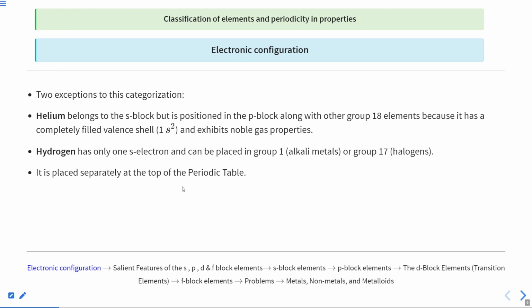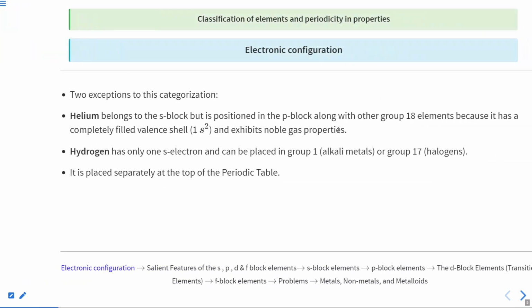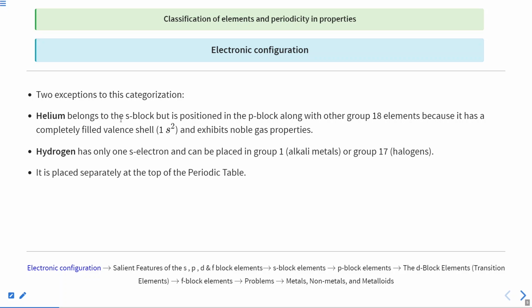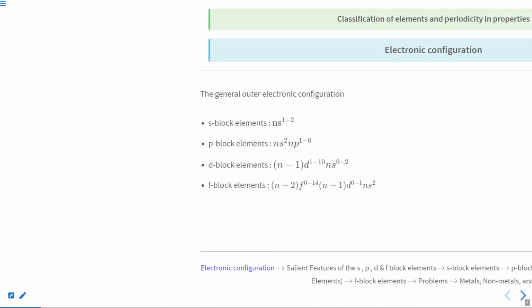Now, two exceptions are there in the categorization. Helium belongs to the S block, but it is positioned in the P block. If you see here in the periodic table, helium is placed here in the P block, but the electron is going to the S orbital. So this is an exception. Next, hydrogen has only one S electron and it can be placed with the alkali metals or the halogens both because of the similarity in properties. That is the reason it is placed at the top. Its place is not fixed because of the difference in electronic configuration and the physical and chemical properties.